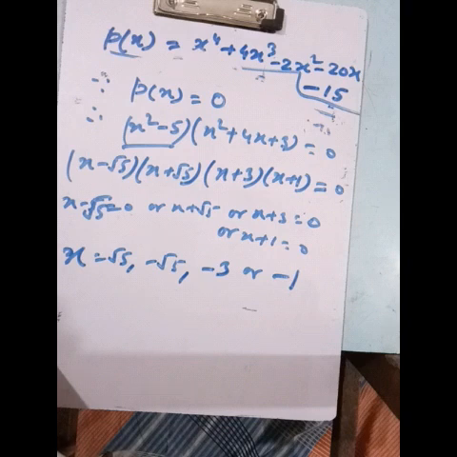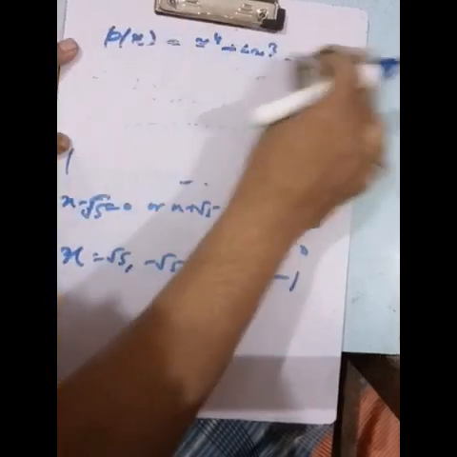So now we take some more questions from the other part. So one question is given: find the zero of the polynomial. Find the zero of the polynomial. I hope this question also had been given sometimes in homework.